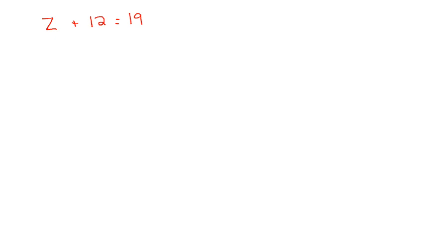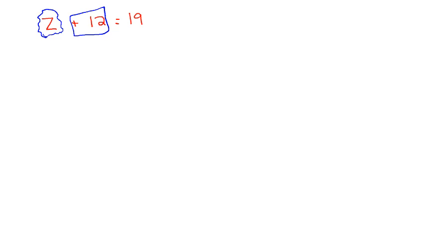Okay, so something, when it gets added to 12, will give you 19. So we can probably use our heads and think, well, that something must be 7. But I want to show you how to do this in a logical way. If we have a variable, such as z, the whole mission of math when you're using variables is to get that variable all by itself with nobody else beside it on that side of the equal sign.